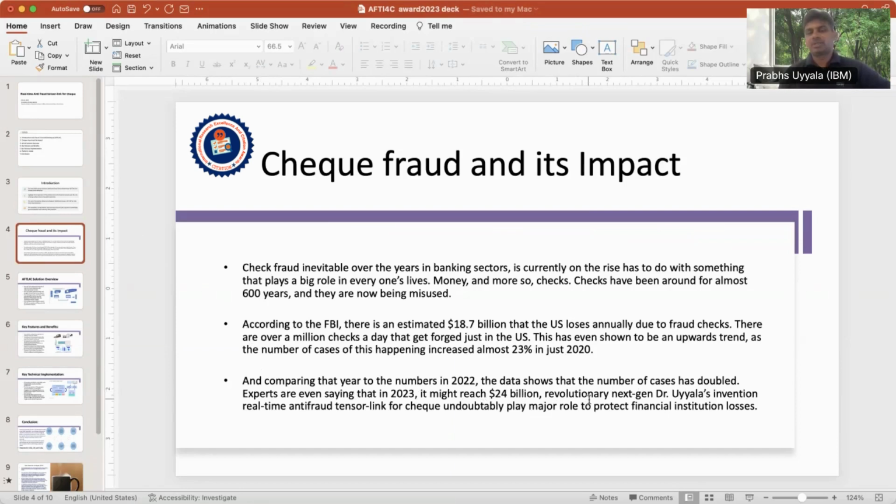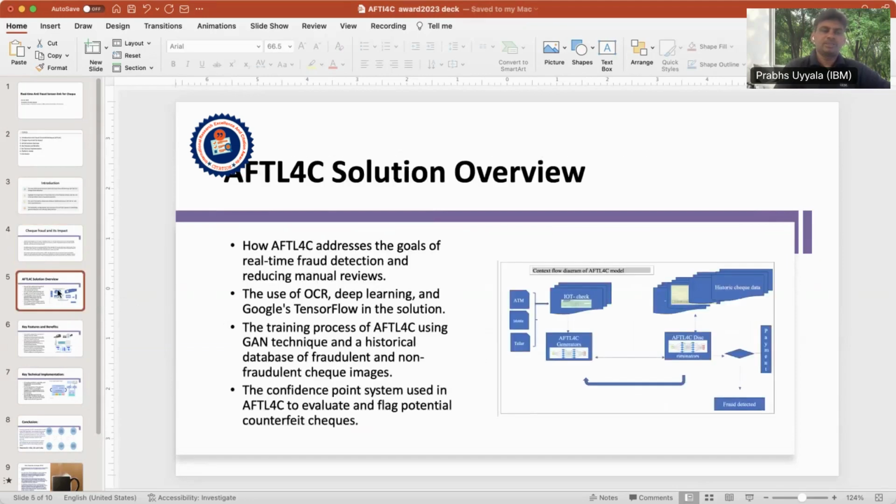With my enthusiasm for learning new technologies, a research mindset, and university professors and guides who helped me turn this thought process into reality, I came up with this real-time anti-fraud TensorLink. Okay, how it works, let's see. The next slide is about how the solution works, right? The goals: how it becomes real-time and reduces manual reviews.